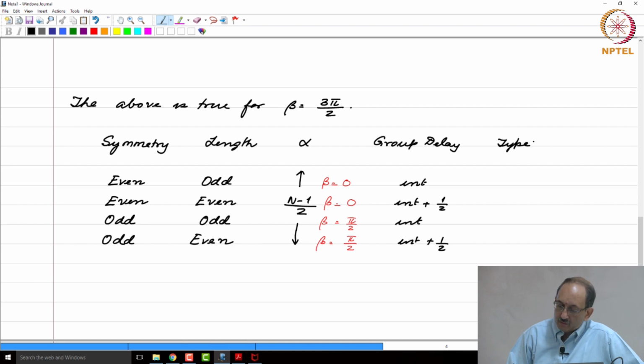These filters have been named along these lines. So, this is called type 1 filter, type 2, type 3, type 4. So, these 4 filters have been named as types 1, 2, 3 and 4. Types 1 and 2 have even symmetry, types 3 and 4 have odd symmetry, and types 1 and 3 have odd length, types 2 and 4 have even length.